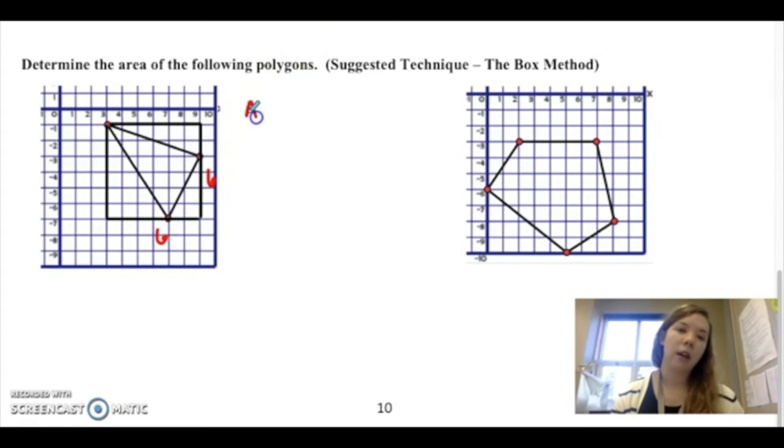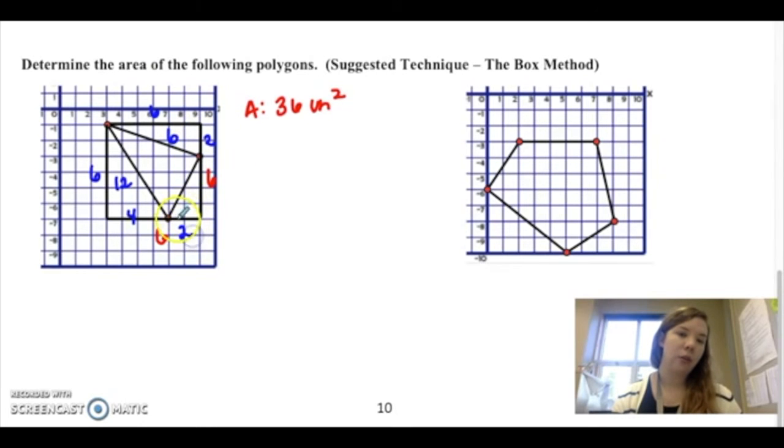So my total area is 36 square units. Okay? And then for this triangle, I have 1, 2, 3, 4, 5, 6 still, and 1, 2, 3, 4. Half of 6 times 4 is 12. Up here, this side is 2, this side is 6. Half of 6 times 2 is 6 square units.